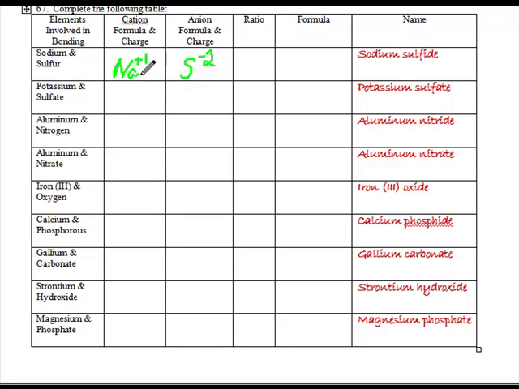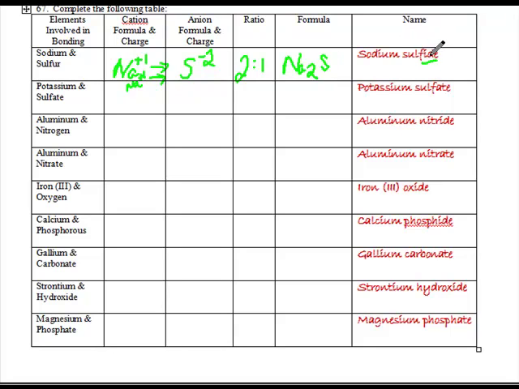Crisscross the charges, or just think about it logically. You need 2 sodiums to get 1 sulfur happy. They each need to give up an electron. Here's the other sodium. I'll write it in. So you're going to end up with 2 sodiums each giving up 1 to make the 1 happy, so it's going to be a 2-to-1 ratio. And if you write it out in chemistry terms, it's Na2S, and that's sodium sulfide.